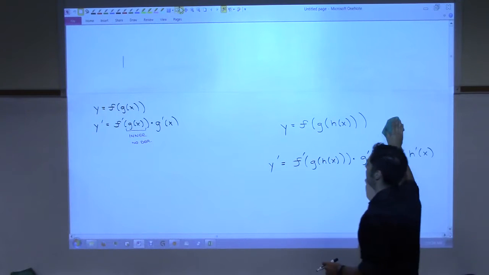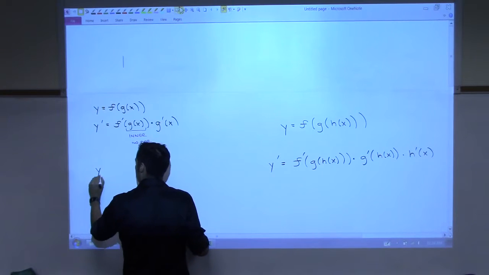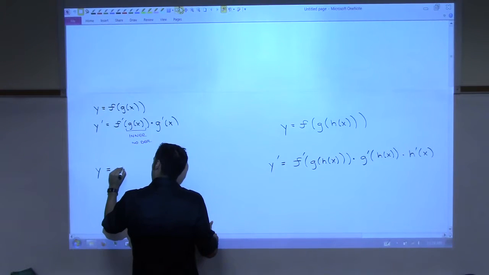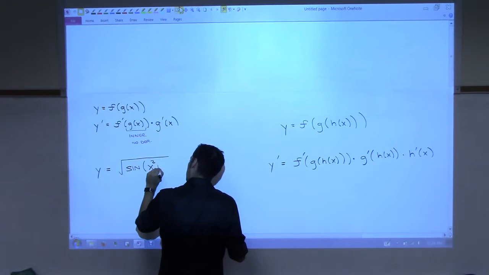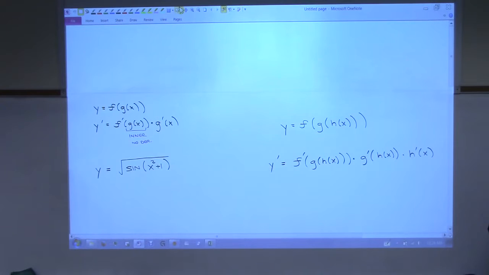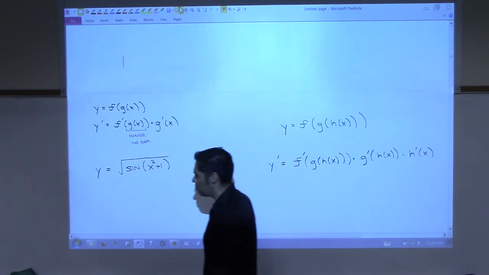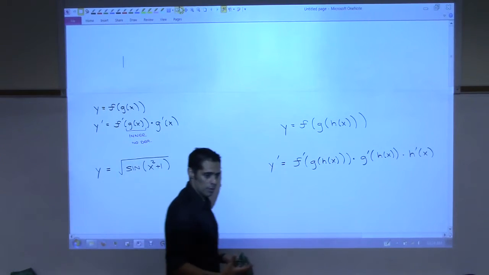Let's try, I want to keep that up there. I'll keep that up there also. Let's try this one. Y equals, how about, we'll go back to something nice. Root sine of x squared plus 1. I'm just trying to keep these kind of similar to things we've already looked at today. All right, how many layers to this function? 3 layers. What's the inside? Inside function? X squared plus 1. The middle layer, right, would be sine, and then the outer layer would be the root.